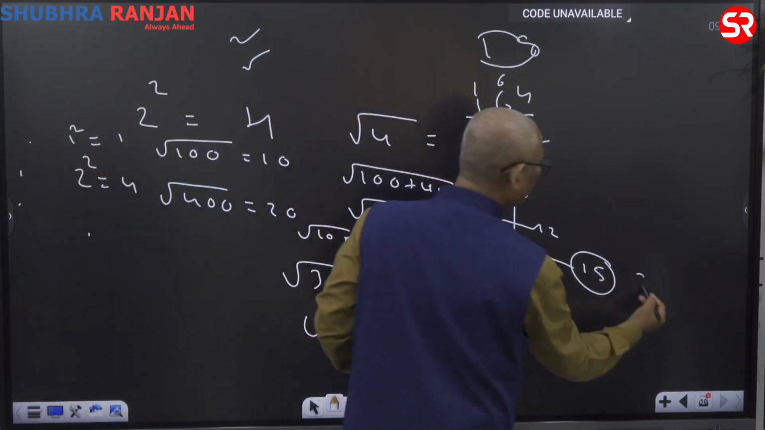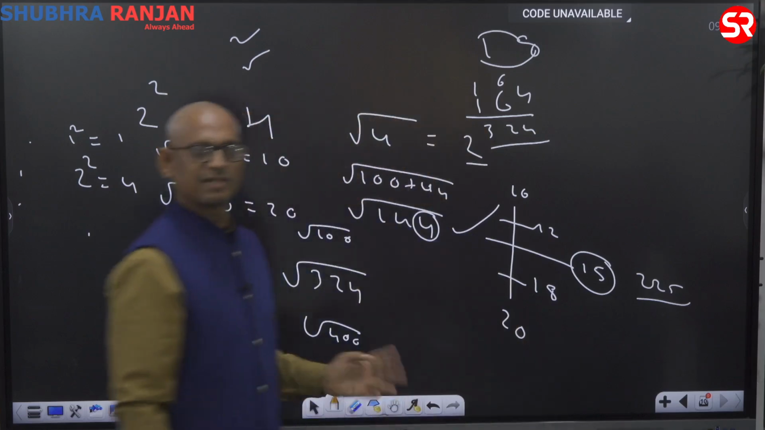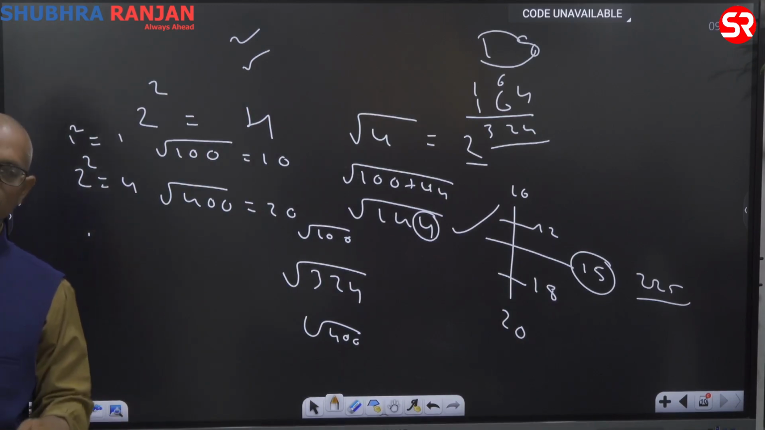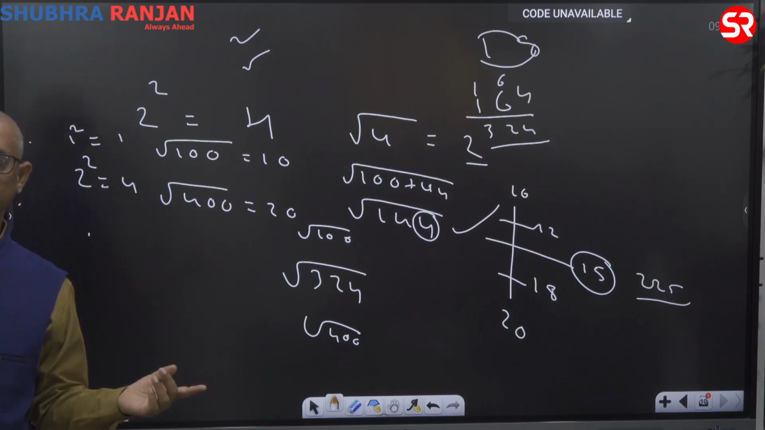So 225. Consider 225, whether 144 is less than 225 or greater than 225. So definitely the answer must be less than 15. So what is the answer that is less than 15 and whose unit digit must be 4? That's all.